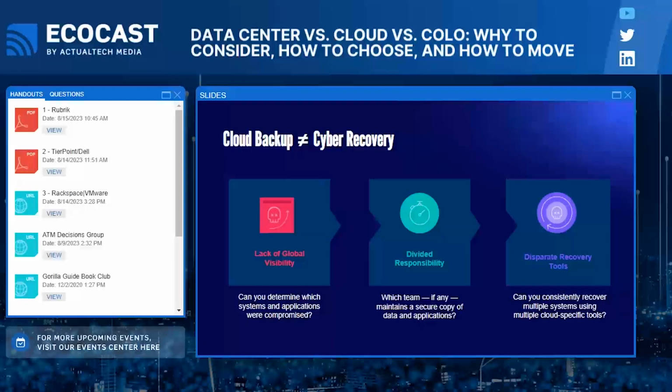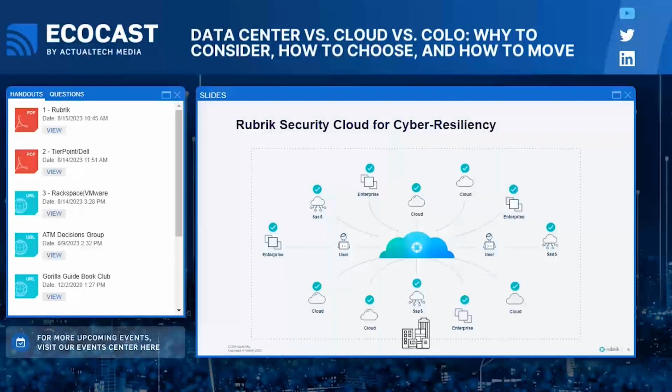And then if you have disparate tools across the estate, which is typically what we're seeing folks deploy, how can I consistently recover and test that recovery of multiple systems using multiple recovery tools? That's really the problem statement here and what Rubrik is looking to set out to resolve: taking all of those personas, all of the landing spaces for that data, and unifying it in a single control plane. We call it Rubrik Security Cloud.